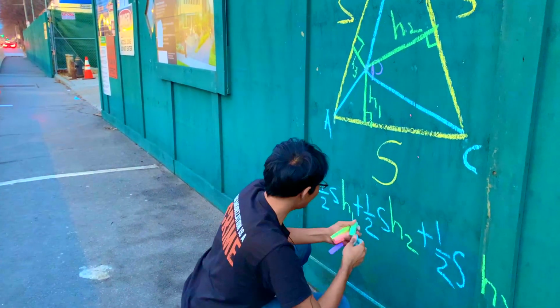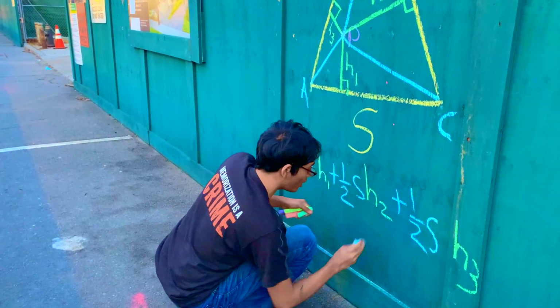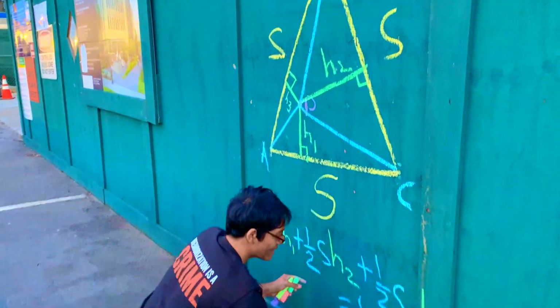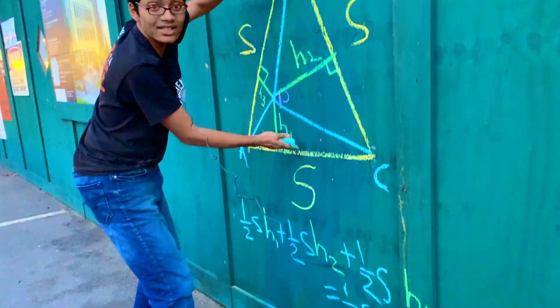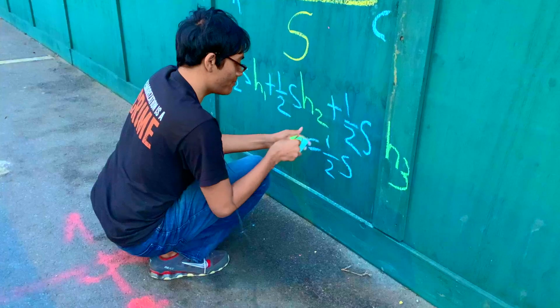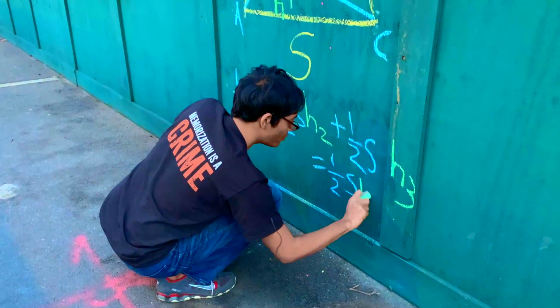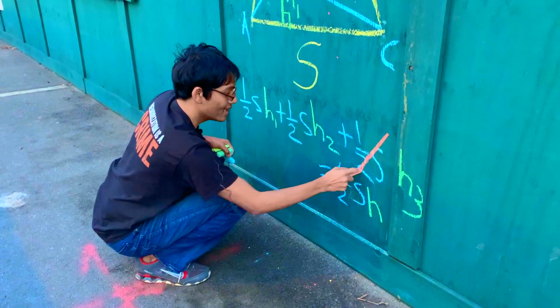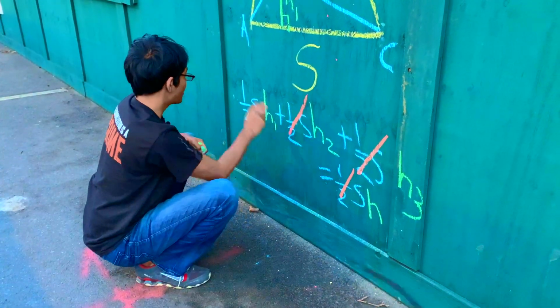And what is this all going to equal to? Well, all of this is going to equal the area of our triangle. Half of the base, which is S again, times the height, the altitude of the whole triangle. So let's call that big H. And so now what can we do? Check it out. What we can do is cut out all of these half S's. Factor it out.